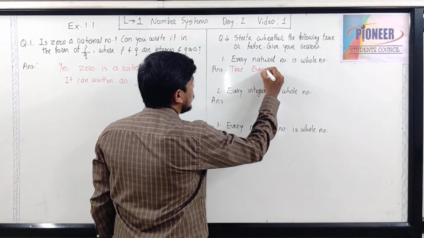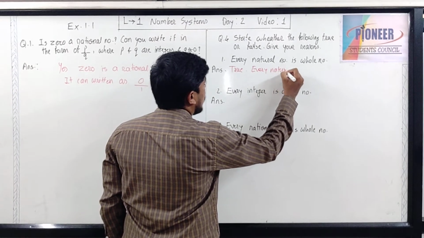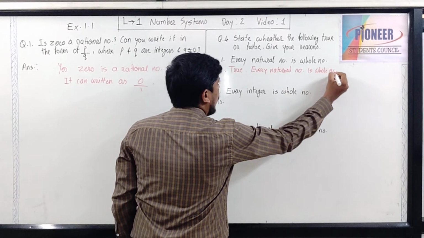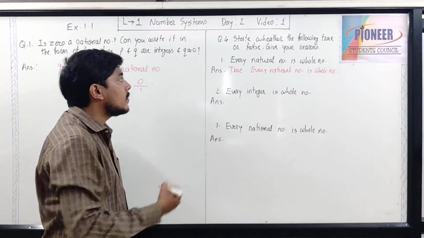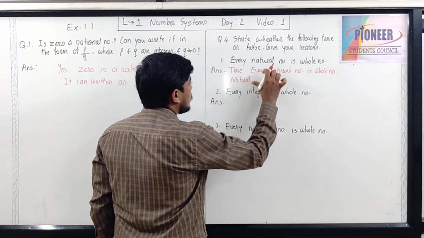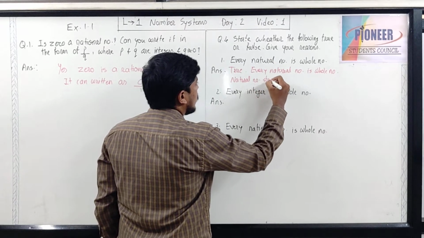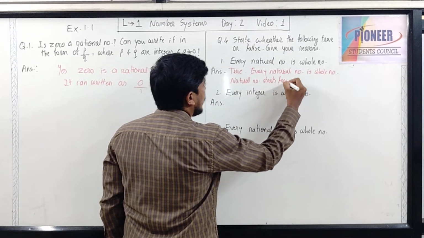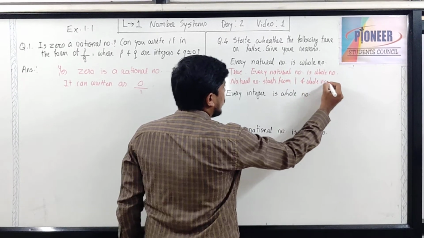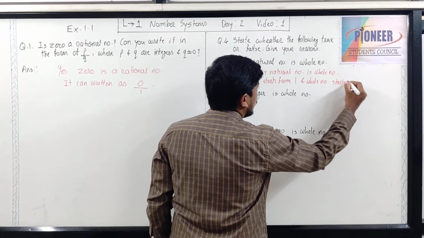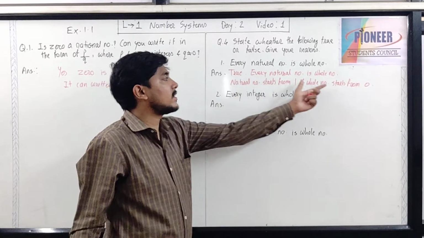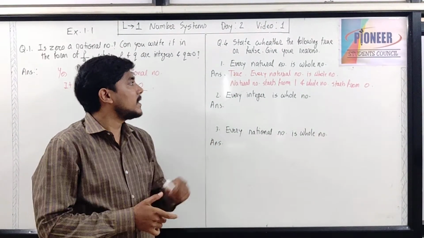Every natural number is a whole number. What is the reason behind that? Natural numbers start from 1 and whole numbers start from 0. So all the natural numbers are included in whole numbers. So the given statement is true.